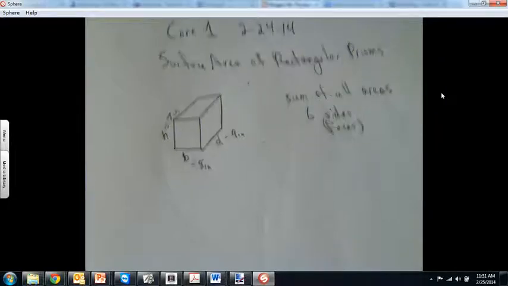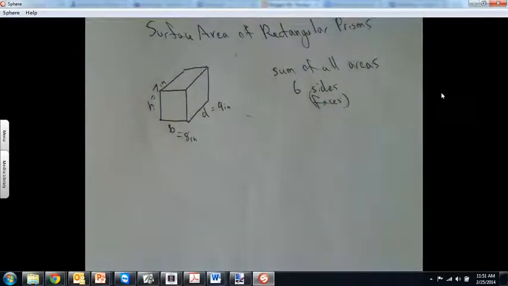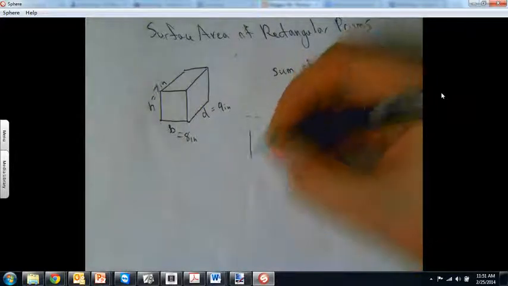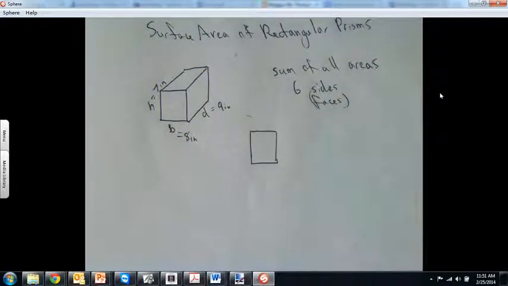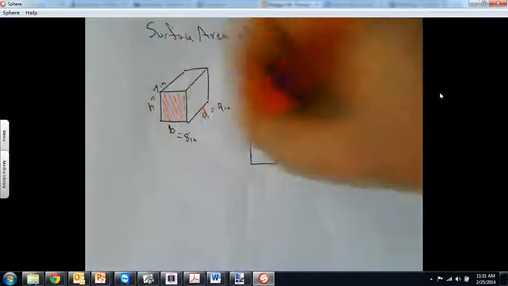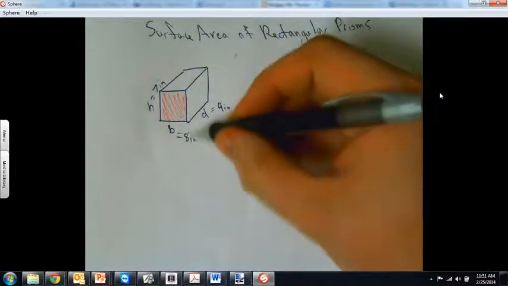So, to start out with, let's look at the long process, which means we are going to look at all the sides one by one. Now, let's say this is the front. I'm going to color code this a bit. The front has measurements 8 and 7.